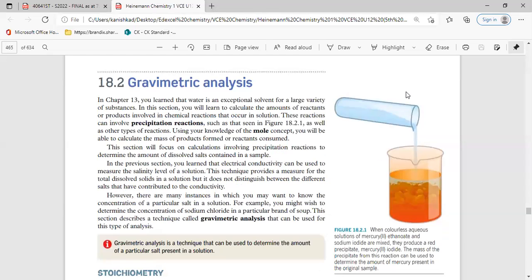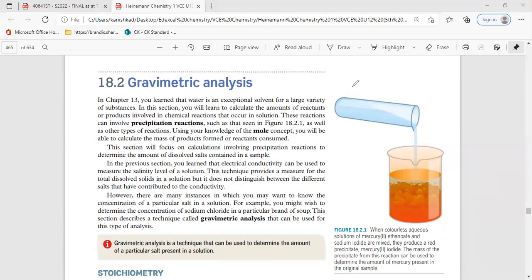Okay, gravimetric analysis. Gravimetry means determining an unknown concentration or unknown number of moles in a solution using a precipitation process. I'll give you a small example here.